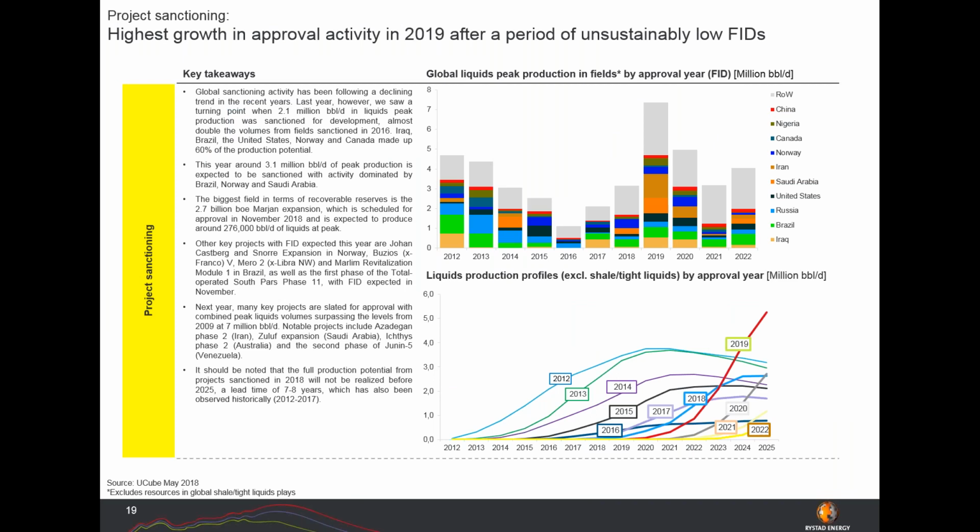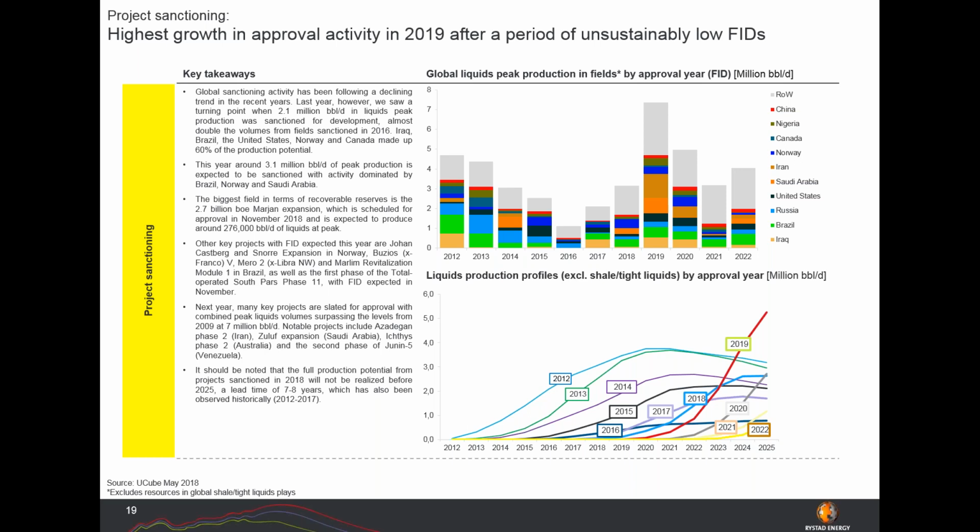In terms of sanctioning activity, we see some recovery taking place since all-time low volumes in 2016. The graph shows global liquids production in fields at peak by sanctioning year, split by countries. Last year, we saw almost 2.1 million barrels per day in liquids peak production sanctioned for development, with Iraq, Brazil, United States, Norway, and Canada making up around 60% of the production potential.